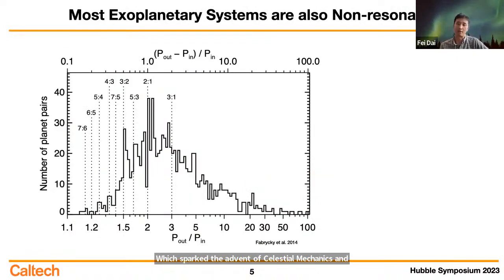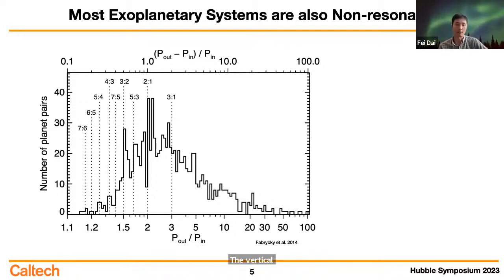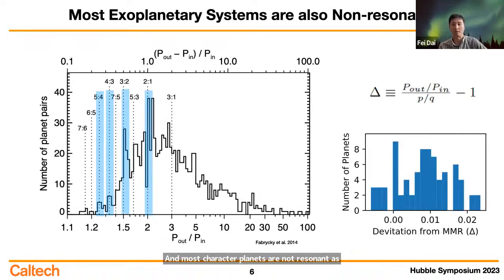Today, we have discovered thousands of exoplanetary systems, and this plot shows the observed period ratio between neighboring planets from the Kepler sample. The vertical dotted lines indicate low-order resonances, such as 2-to-1, 3-to-2, etc. And most Kepler planets are not resonant, as indicated by this broad distribution of period ratio. Only a few percent of these systems are currently near resonance, highlighted by the blue area.